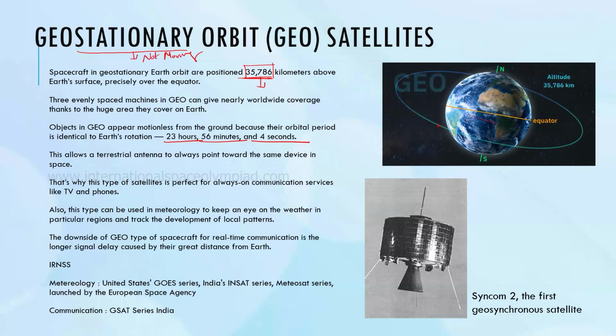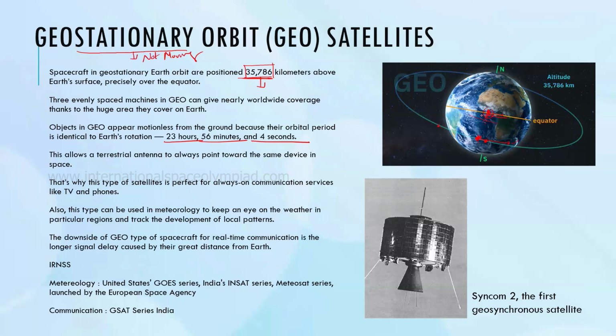And there is one more thing. Now imagine that it is exactly above the equator. When it is exactly above the equator, it will move along with the equator. The advantage is that, suppose this is Africa and I place a satellite at this height exactly above Africa, just above the equator. Whenever the Earth is rotating, the satellite will also move along with it. So this satellite will appear to be stationary with respect to Africa.